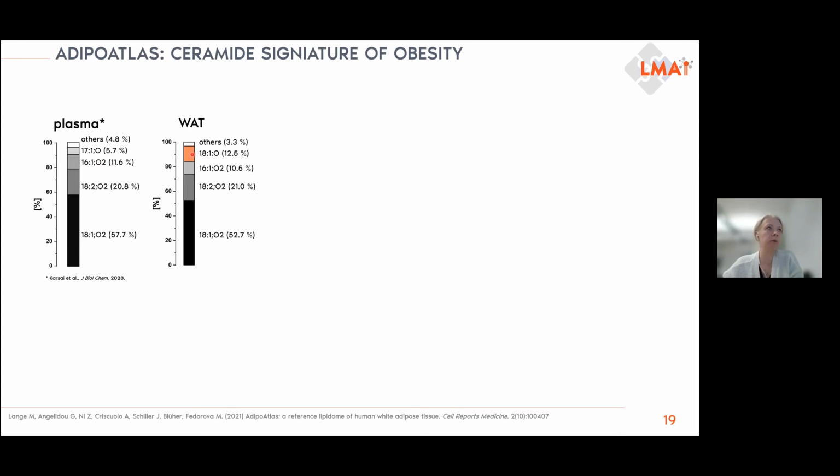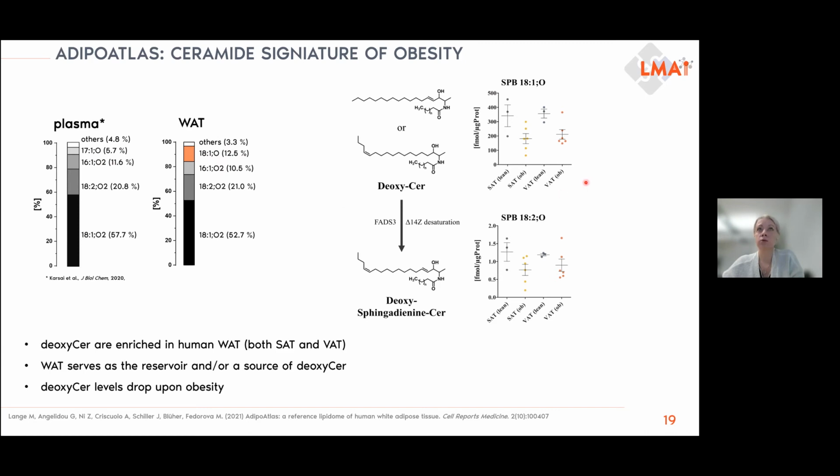At the moment when we were submitting the paper, another paper actually came out which confirms the same result, that human white adipose tissue is extremely enriched in oxyceramides in comparison to plasma. What does it mean? Nobody yet knows, but we're also looking at the quantitative values in obese versus lean individuals. And what we saw in our data is that the oxyceramides, which usually would be enriched in human white adipose tissue, drop down with the development of obesity.